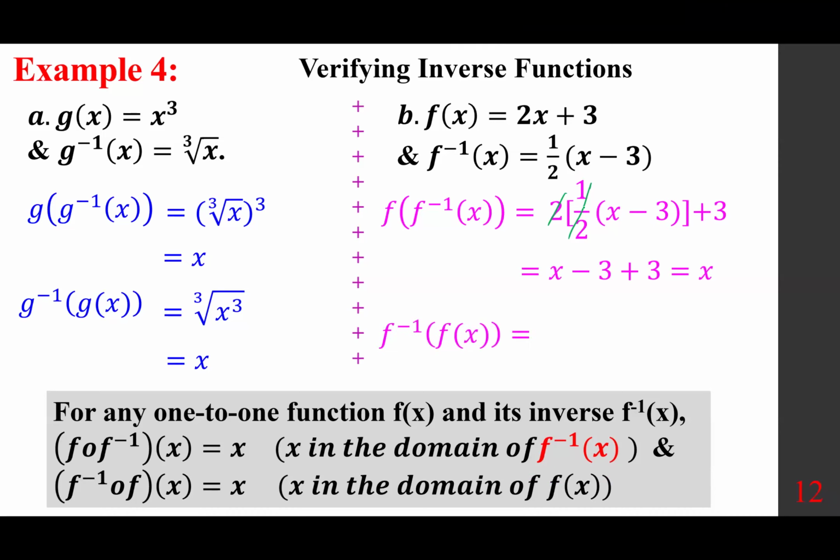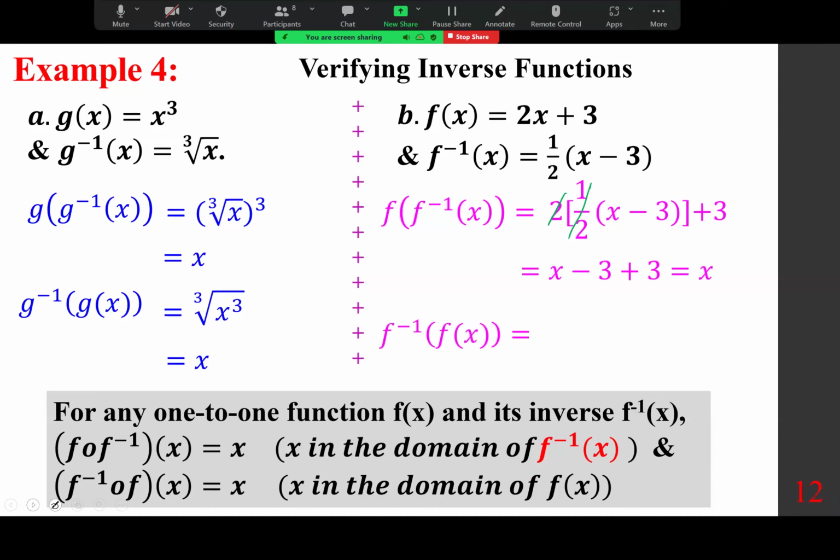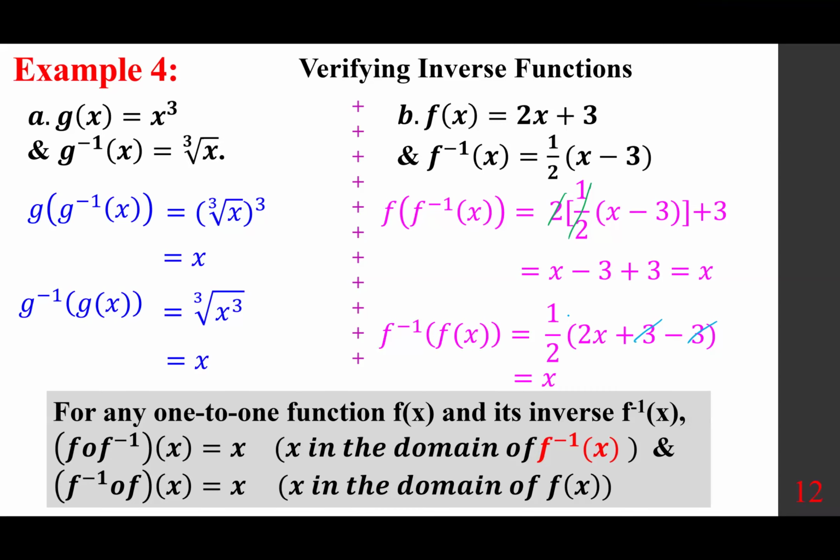However, let's look at the second one. Let's look at f inverse of f of x, which means in this function, we're going to replace the x with 2x plus 3. So half of x is replaced with 2x plus 3. And we notice these two cancel each other. Half times 2x gives you x, and we are done. Pretty straightforward, everybody.